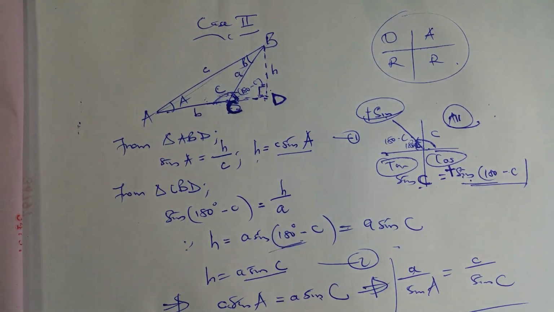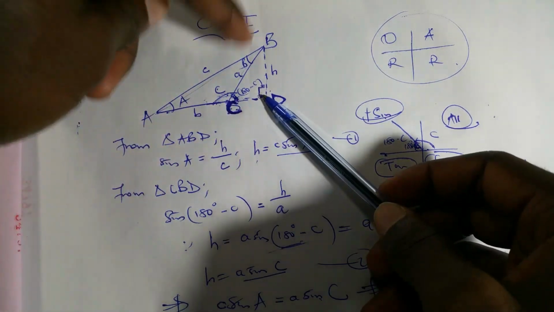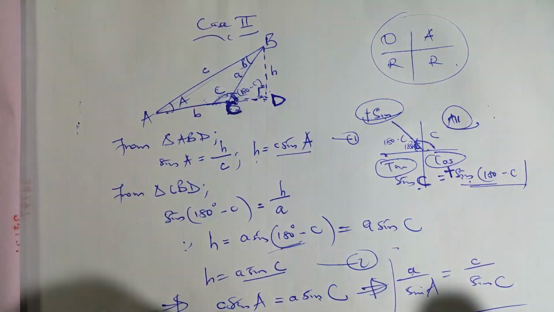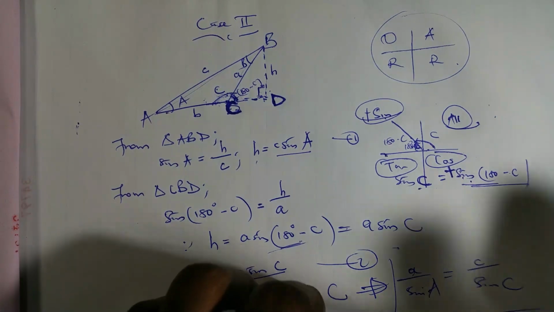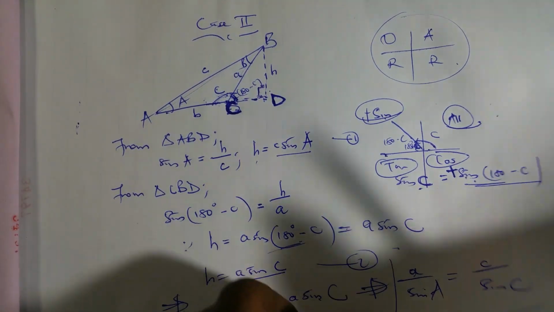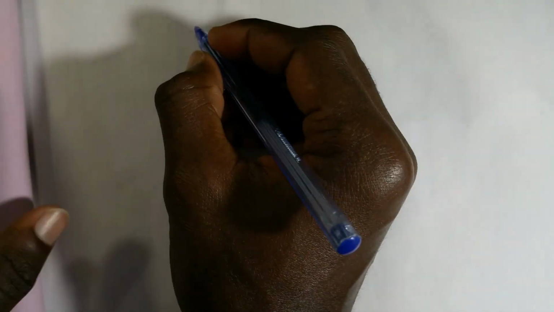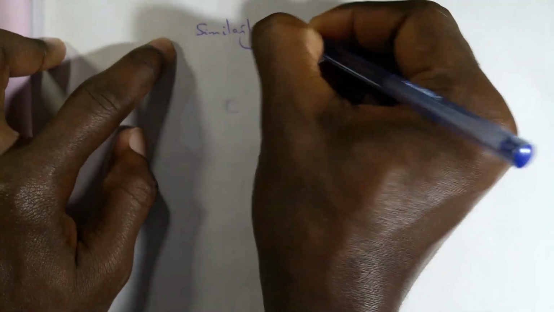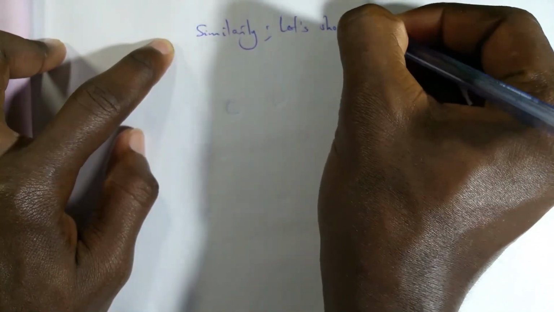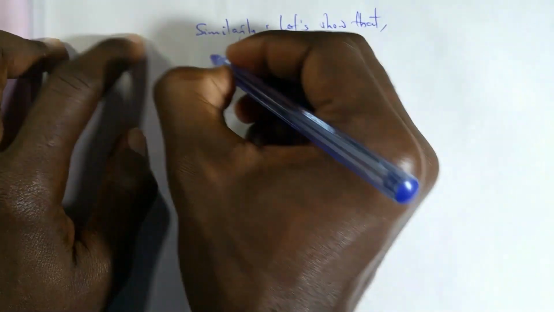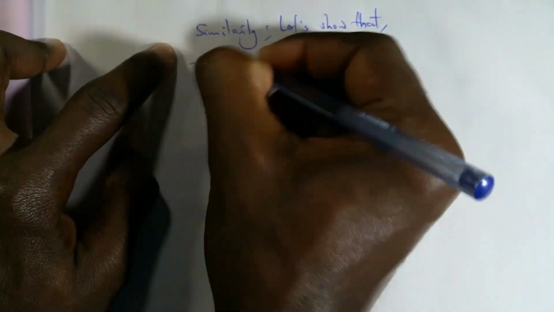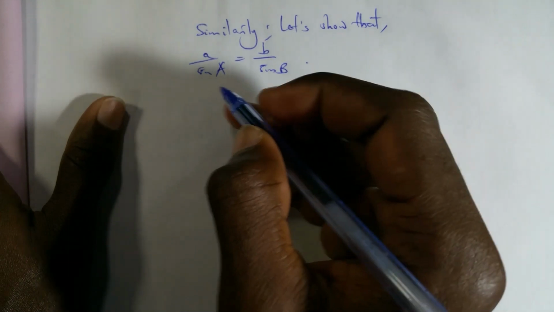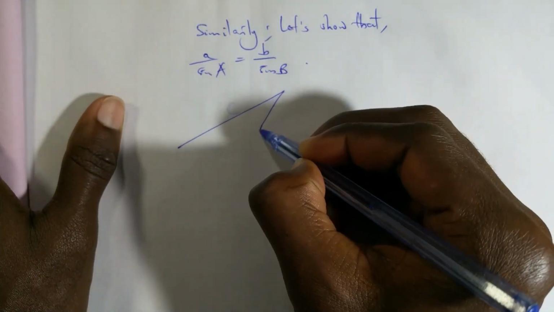And now we're going to use the same case that we looked at before. This time we make a perpendicular from C, maybe to B, so that we can get A. Let us show that A out of sine A is also equal to B out of sine B. So that means we will have to draw something of that nature.